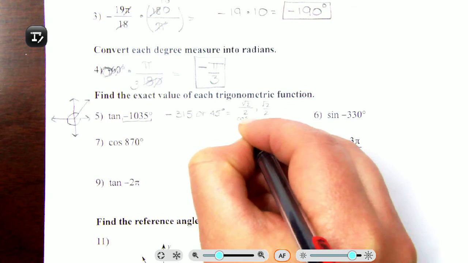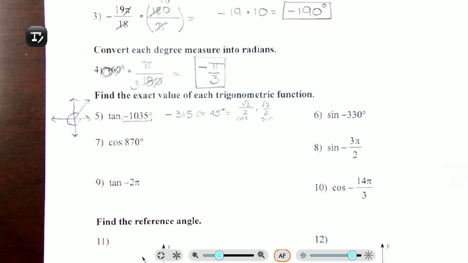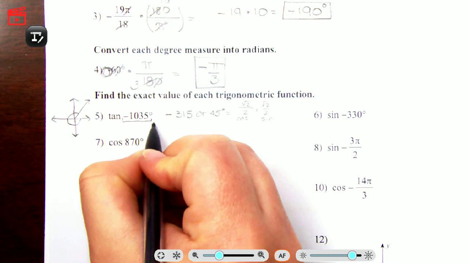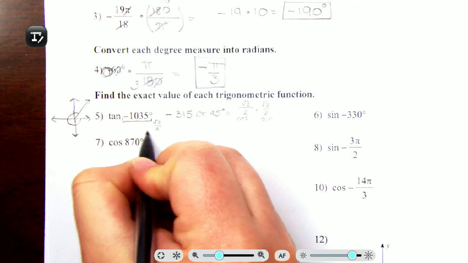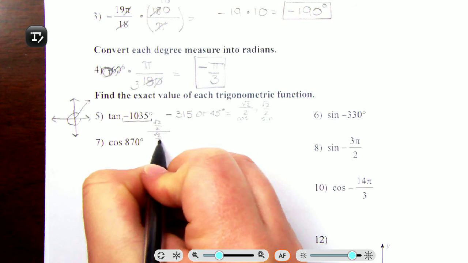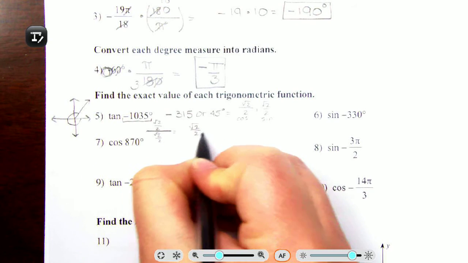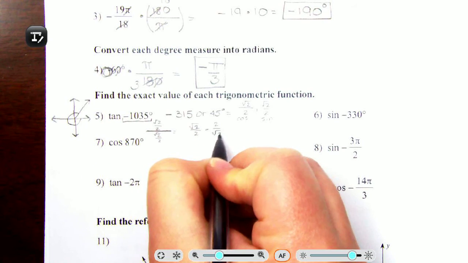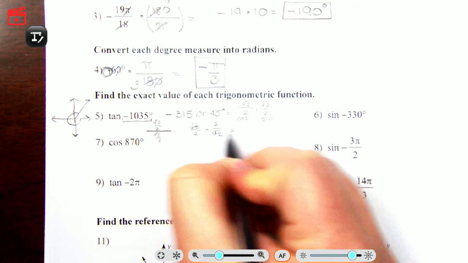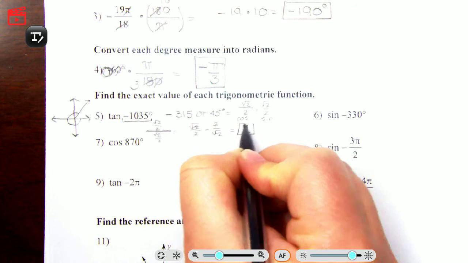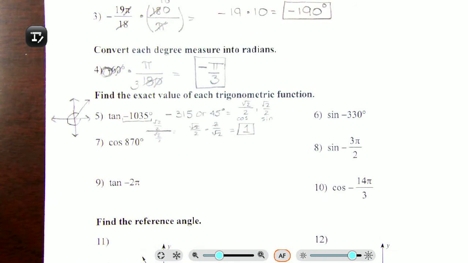This here is cosine, this here is sine, and I know that tangent is sine over cosine. So if I put sine over cosine, that's the same thing as saying I'm dividing. So now I'm going to multiply by the reciprocal. And these cross out, so I am left with 1. So tangent of negative 1035 degrees is 1.